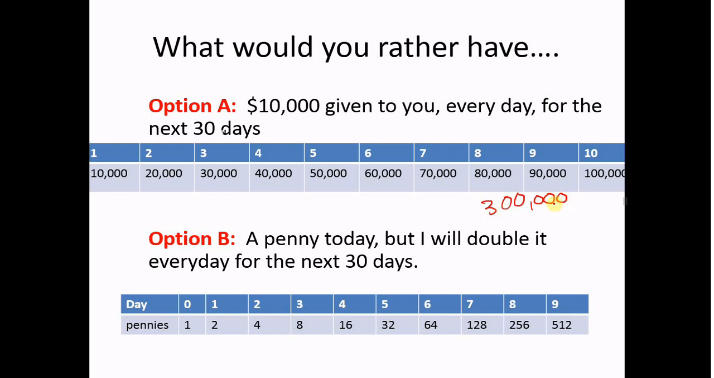But option B, you will have at the end of the 30 days $1,071,824... $1 billion by giving you a penny every day for the next 30 days. And I'm going to double it. Bet you didn't guess that, right?